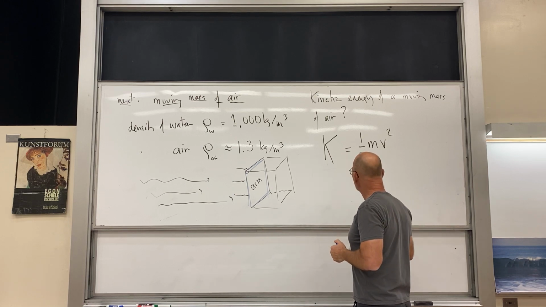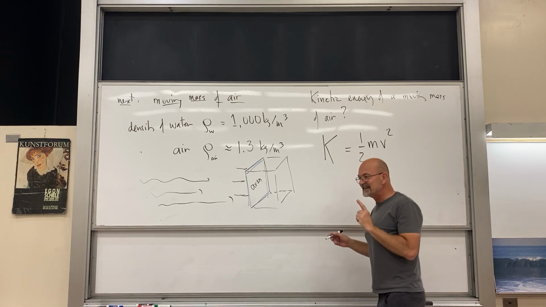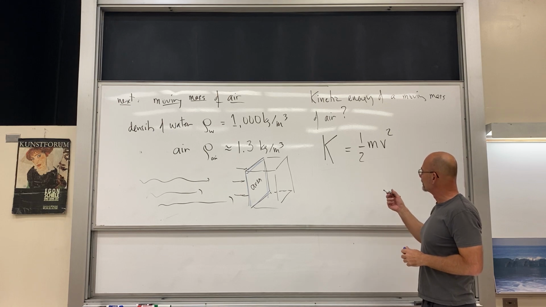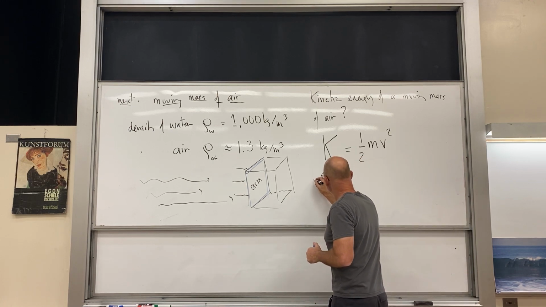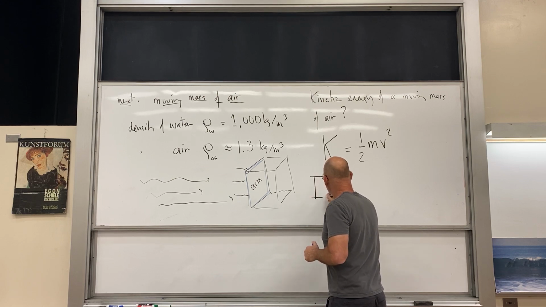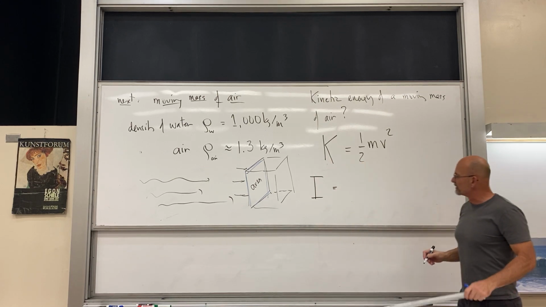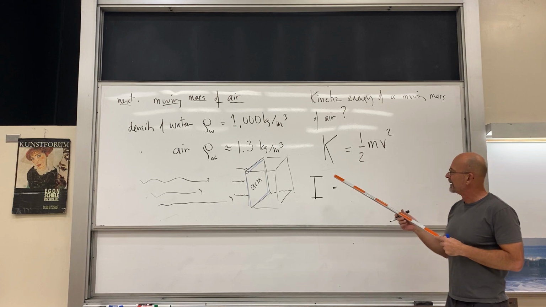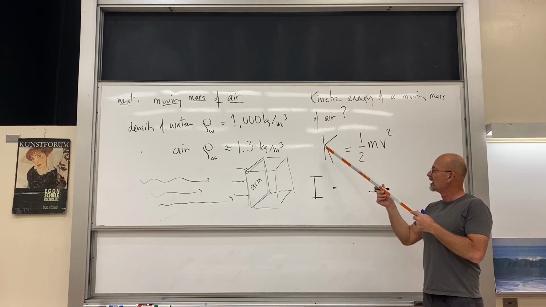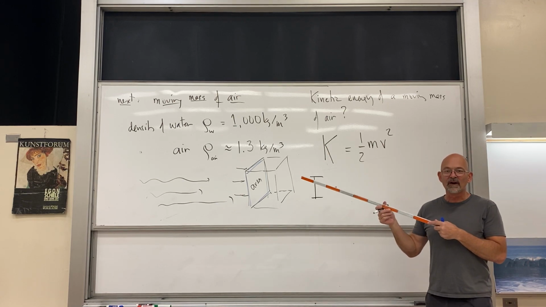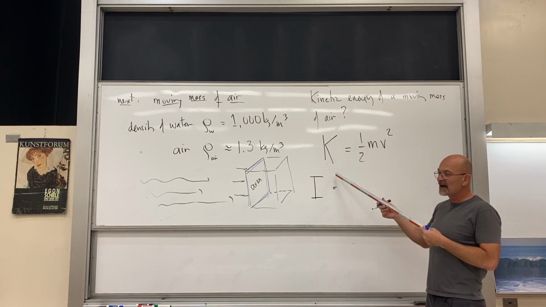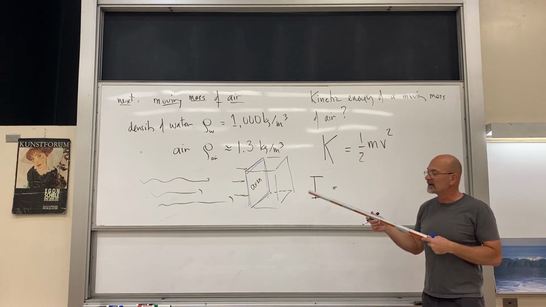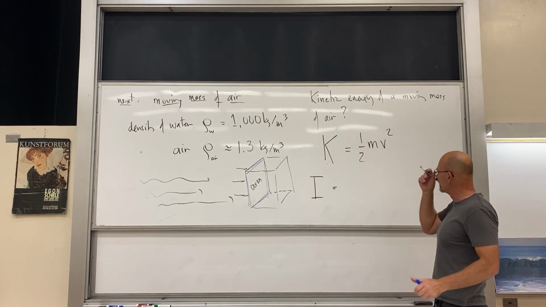Okay, so what we're going to construct is an intensity. We're going to construct an intensity. I'll use the letter I. And remember, the dimensions of the intensity were watts per meter squared, which is the energy per time per meter squared. Okay, energy per time per meter squared.